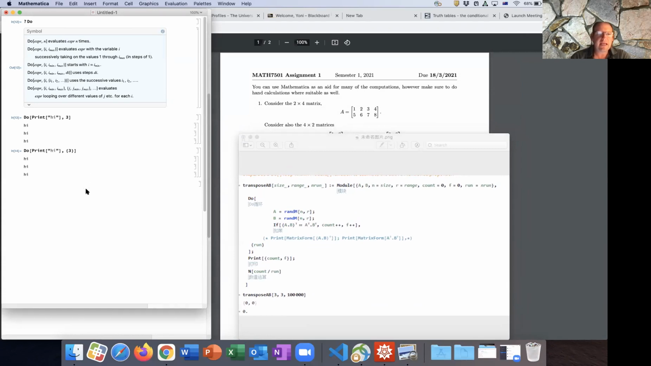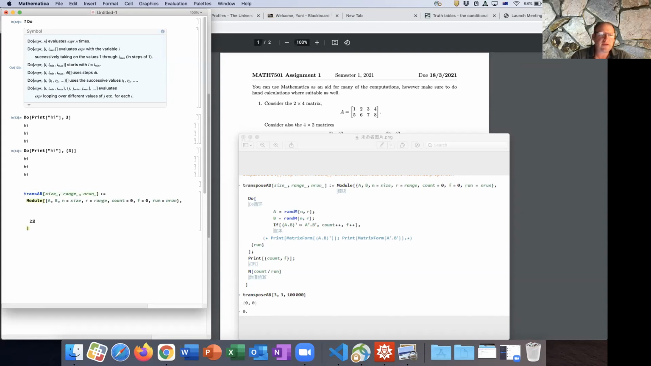I'm just going to key in some variant of this. So the function transpose, I'll do it quickly. trans AB, which gets a size, a range and an n run, and that's a Module with A and B and n, which is the size, and R, which is a range, and count, which is 0, and F, which counts false, equals 0, and R run, which is n run. There wasn't a need to create all those local variables, but why not?